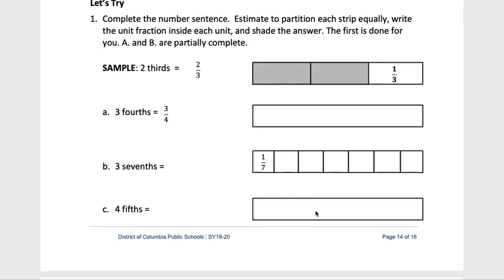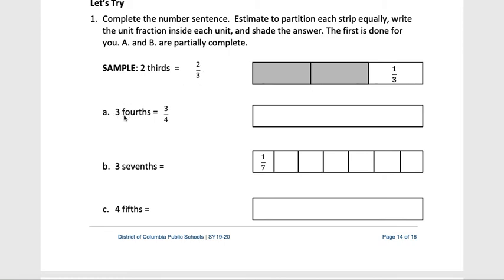So let's go ahead and try it on our own. Complete the number sentence. Estimate to partition each strip equally. Write the unit fraction inside each unit and shade the answer. The first is done for you. A and B are partially complete. So our sample shows us that 2/3 is the unit form. We write it as 2/3 for fraction form. We then have 1, 2, 3 equal parts, and they shaded in 2 of the 3 because there are 2/3.